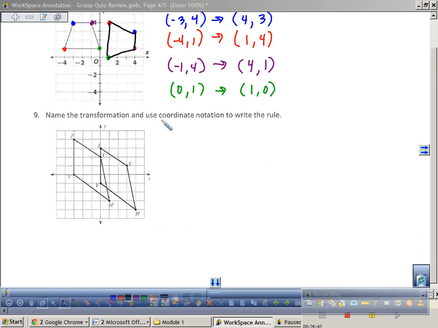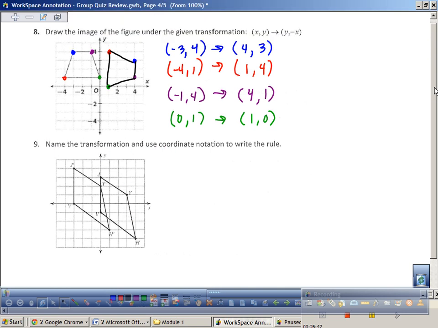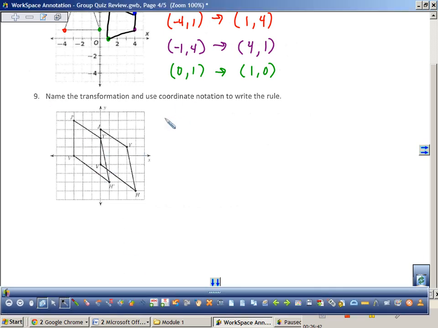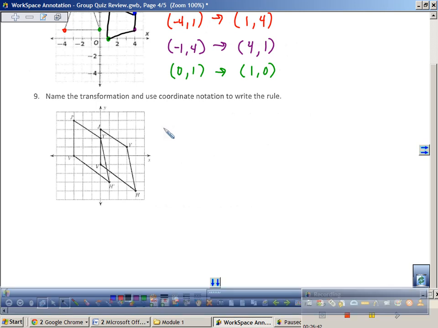Okay, any questions on that one? No, pretty straightforward. Okay, name the transformation and use coordinate notation to write the rule. What type of transformation is this? Some of you said slide. I let you slide on that one. I'm not going to let you slide on that one again. What should you call that? A translation. All right, so this is a translation.